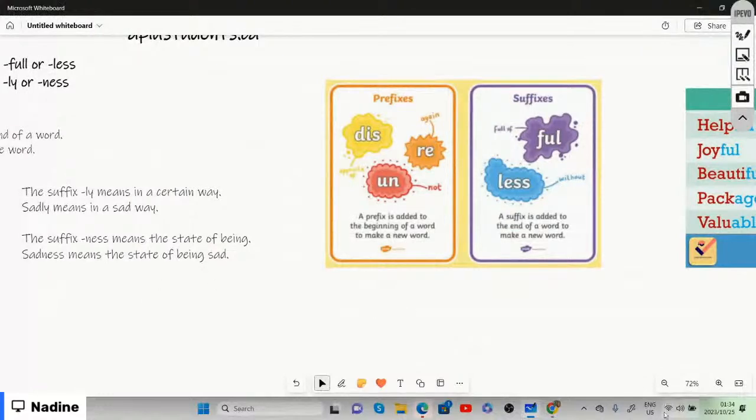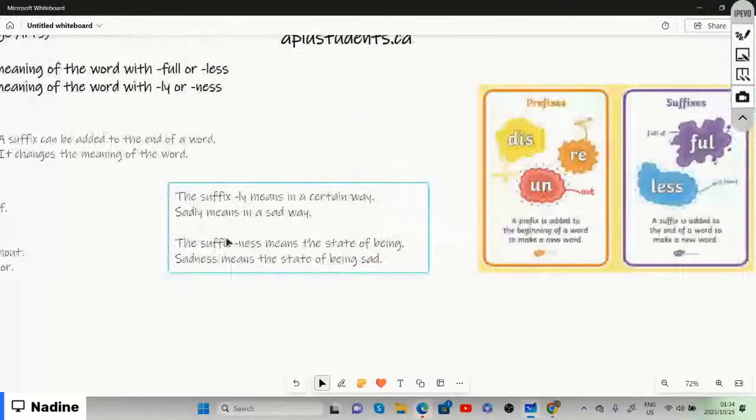So -ly and -ness. We say the suffix -ly means a certain way or in a certain way. And the suffix -ness means the state of being. So the state of being, as well as in a certain way.